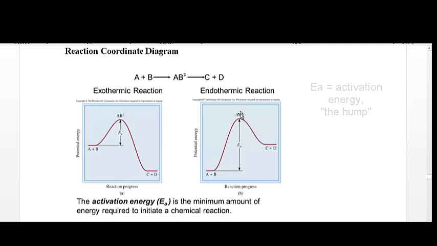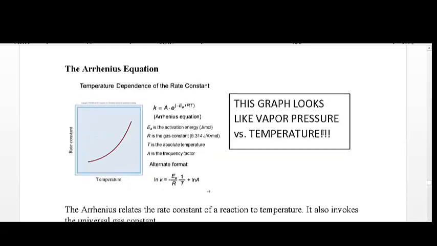The activation energy is an energy, so kilojoules per mole or joules per mole, required to get over the hump, required to have enough productive collisions. Somehow A and B have to get into the right proximity, geometry, and three-dimensional orientation. Once that happens, products C and D are released. The Arrhenius equation is just like the Clausius-Clapeyron equation. This graph looks exactly like the vapor pressure temperature contour.